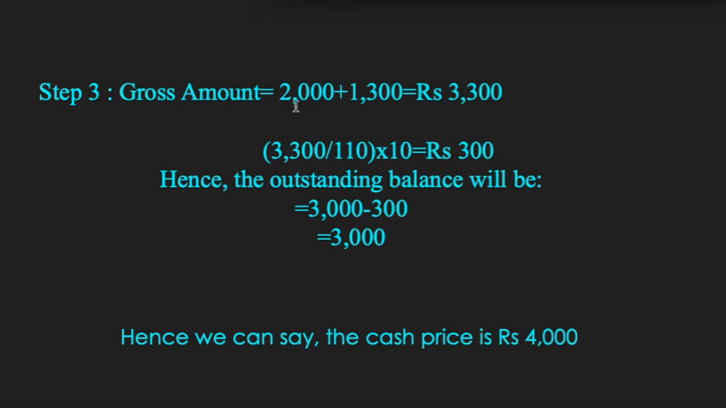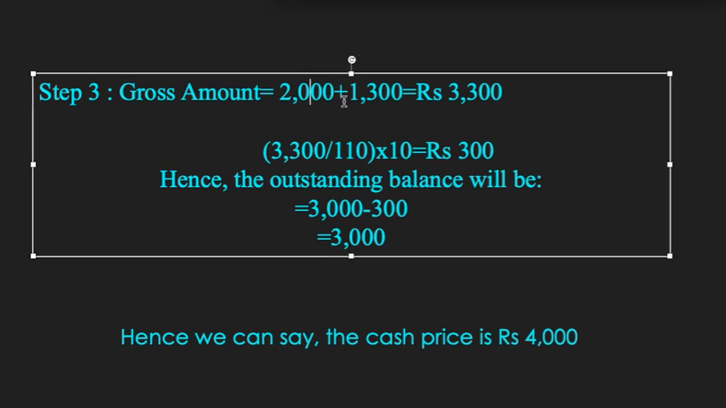Now we have the gross amount of 2000, the previous outstanding balance, plus 1300, the installment. Total amount is 3300. So we are going to find out the interest amount, that is 3300 divided by 110 into 10, which is equal to 300. Hence the outstanding balance will be how much? This 3300 minus this interest amount. So we are going to get 3000 as the outstanding balance or the cash balance.